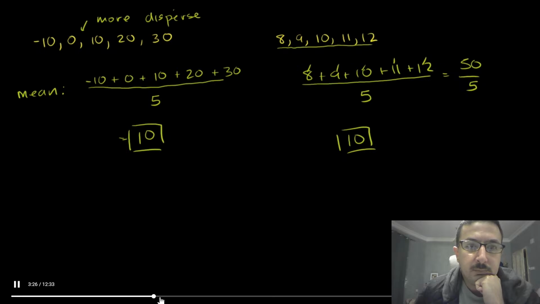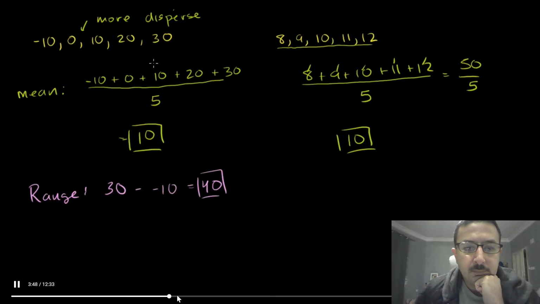One way to measure this is to take the largest number, which is 30 in our example. And from that, you subtract the smallest number. So 30 minus negative 10 is equal to 40, which tells us that the difference between the largest and the smallest number is 40. So we have a range of 40 for this data set. Here, the range is the largest number, 12, minus the smallest number, which is 8, which is equal to 4.